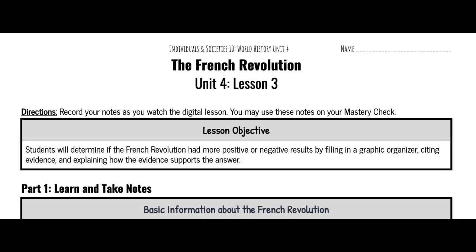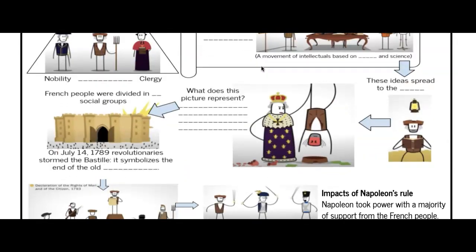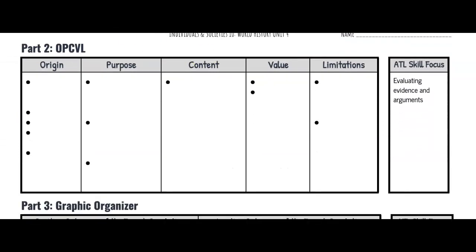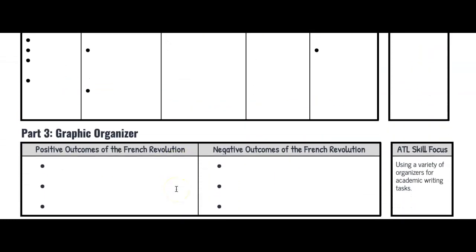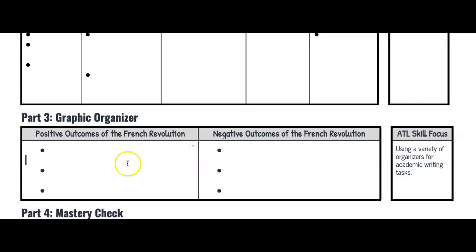In this video we're going to go over the graphic organizer for the positive and negative outcomes of the French Revolution. It's on the back of your note paper under your OPCVL chart. It says graphic organizer and you'll see 3 blank bullet points. The ATL skill we're focusing on here is using a variety of organizers for academic writing tasks.